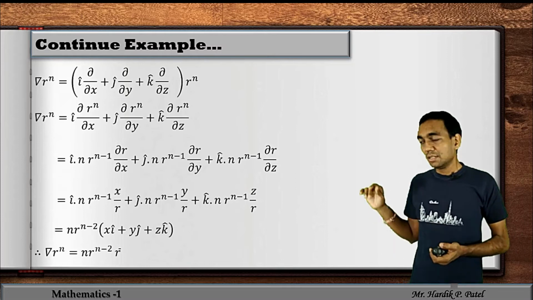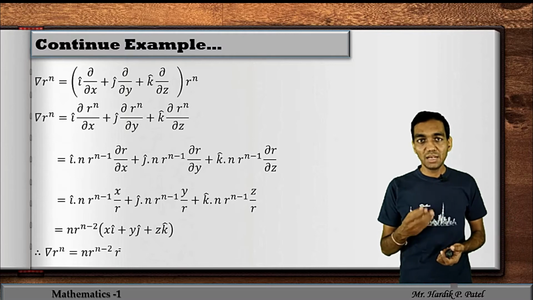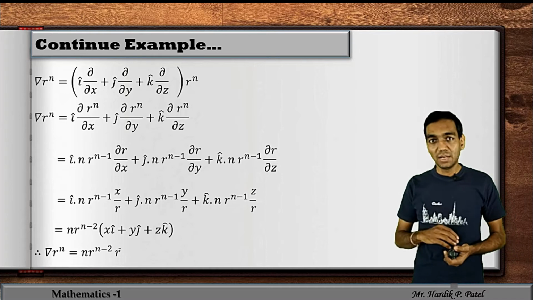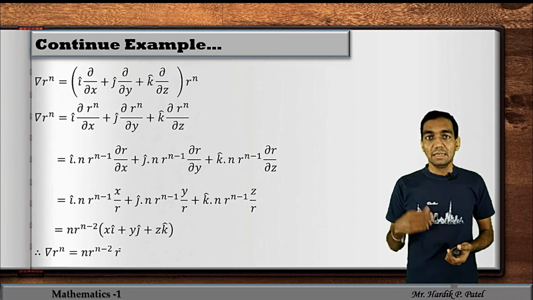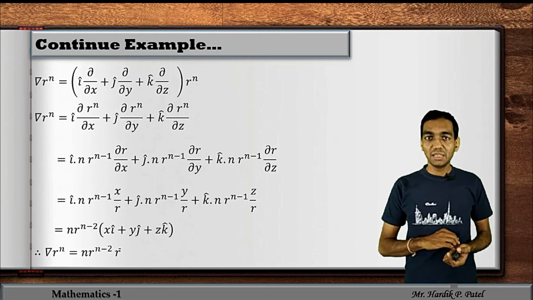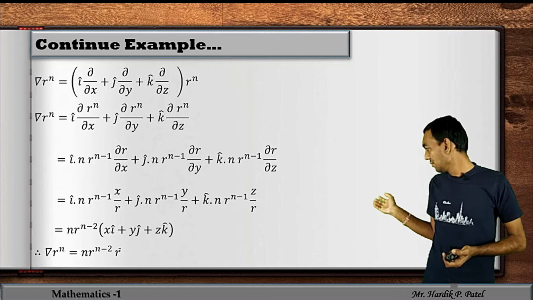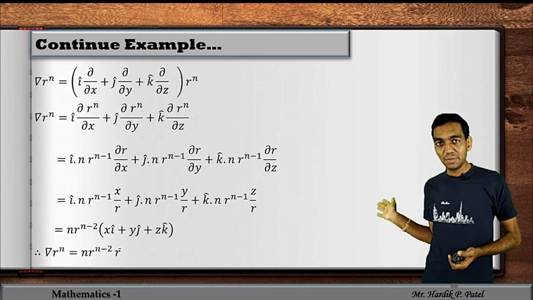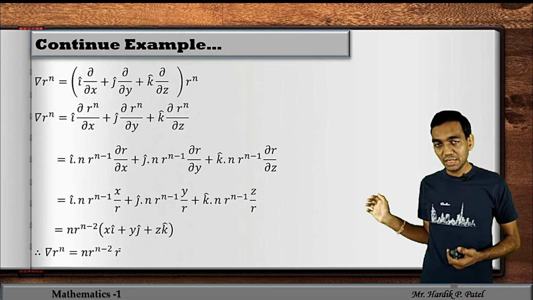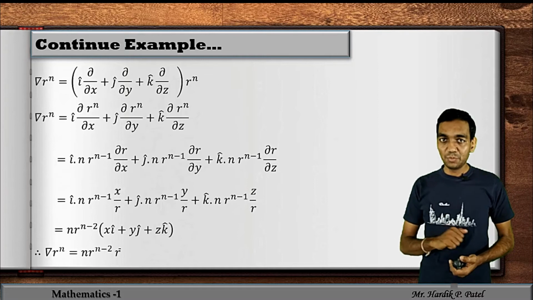In the same manner, the derivative with respect to y will be n into r raised to n minus 1 into del r upon del y. In the same manner, the derivative with respect to z is n into r raised to n minus 1 into del r upon del z. Now substitute the values of del r by del x, del r by del y and del r by del z. So del r by del x is x upon r, del r by del y is y upon r and del r upon del z is z upon r.